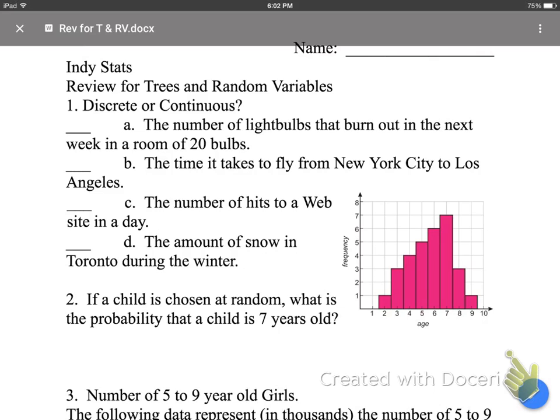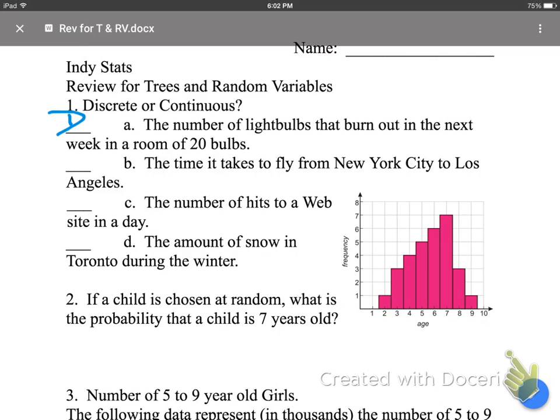So let's look at 1A, the number of light bulbs that burn out in the next week. All right, so you have 1 light bulb, 2 light bulbs, 3 light bulbs. You see how I'm counting? I'm not saying 2.23 or 5/7. They're whole numbers. So this is discrete.